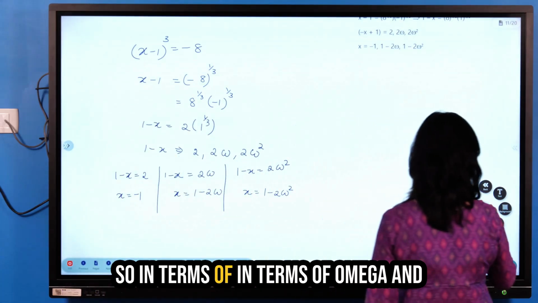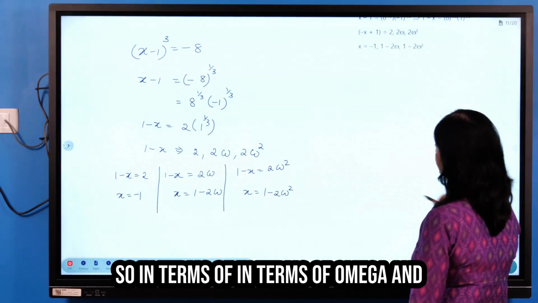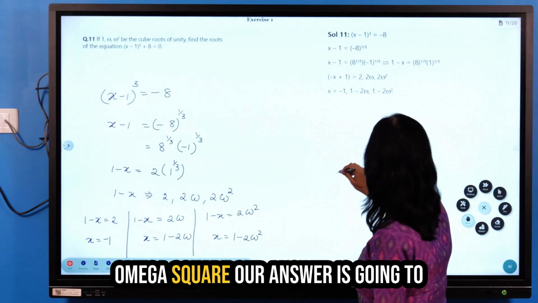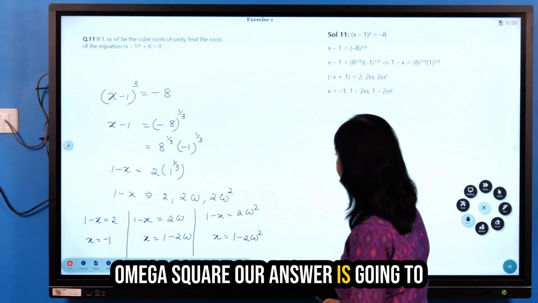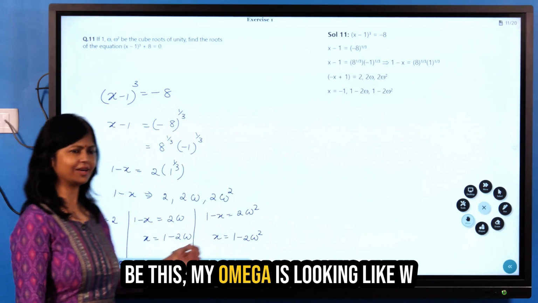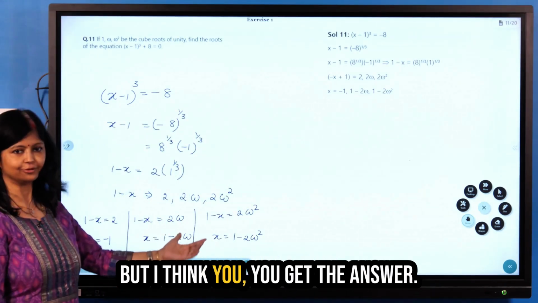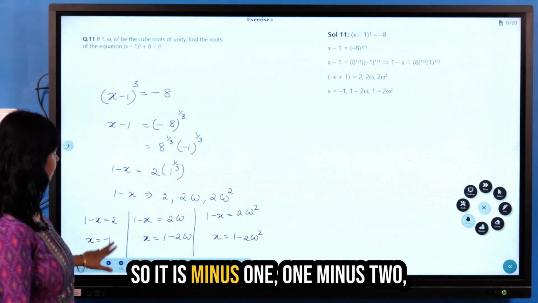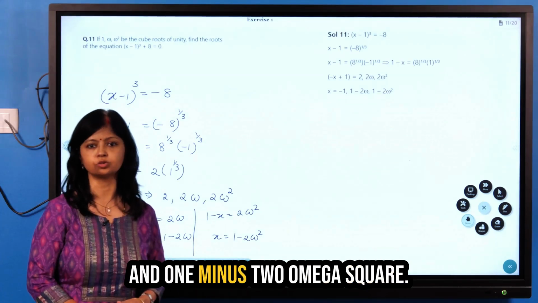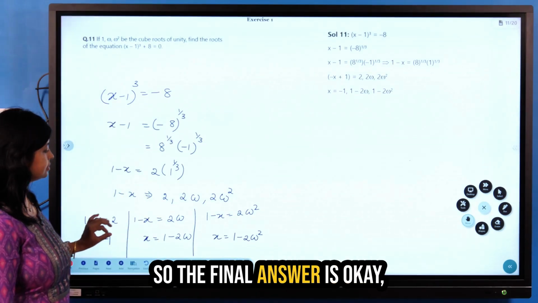So in terms of omega and omega square, our answer is going to be this. My omega is looking like w, but I think you get the answer. So it is minus 1, 1 minus 2 omega, and 1 minus 2 omega square. So the final answer is okay.